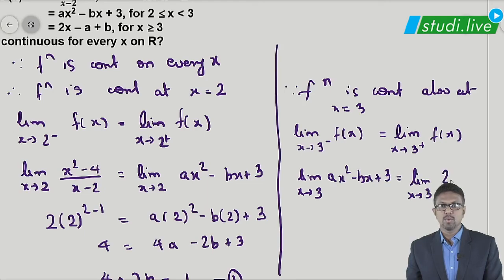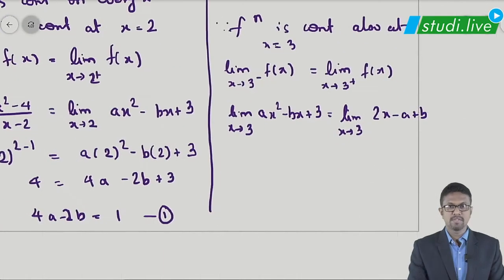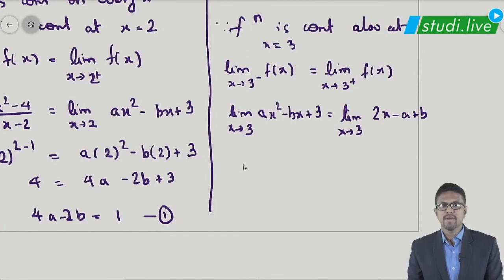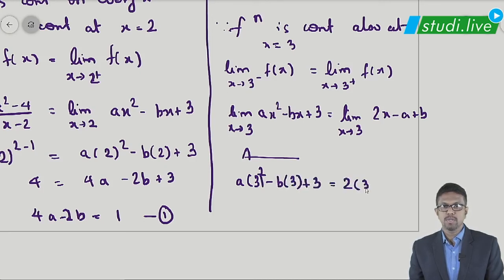Of course, I will get 2x minus a plus b. So this is what we are getting for the part which is greater. So I can directly apply the value of x equal to 3. When I apply the limits, I will get a into 3 square minus b into 3 plus 3 is equal to 2 into 3 minus a plus b. So these are the values that I am getting right now.